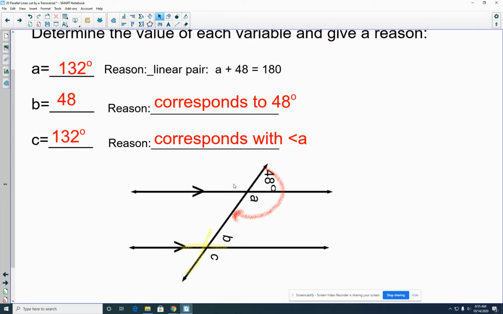Right off the bat, I could have said, hey, 48 and B are both acute, A and C are both obtuse. I would know that B and 48 have to be the same, as do A and C. Okay.